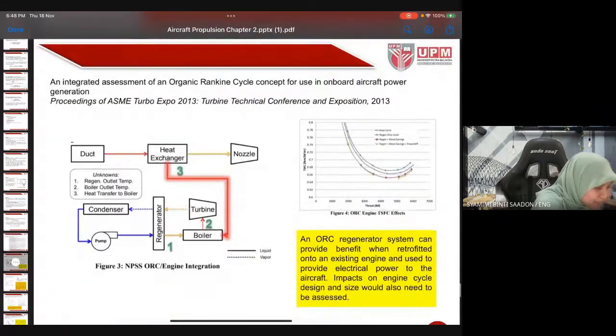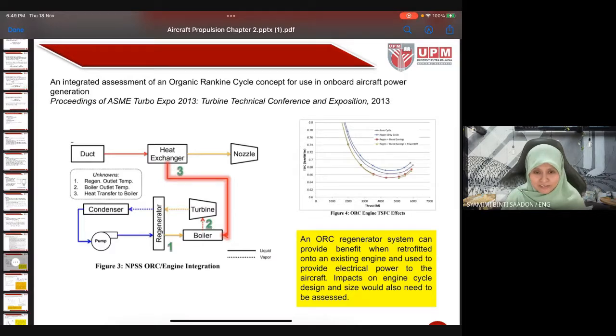Okay, I just want to show some examples of research paper studies regarding the performance of aircraft or gas turbine cycle engines. One of them is this one: an assessment of integration of an organic Rankine cycle concept for use in onboard aircraft power generation.